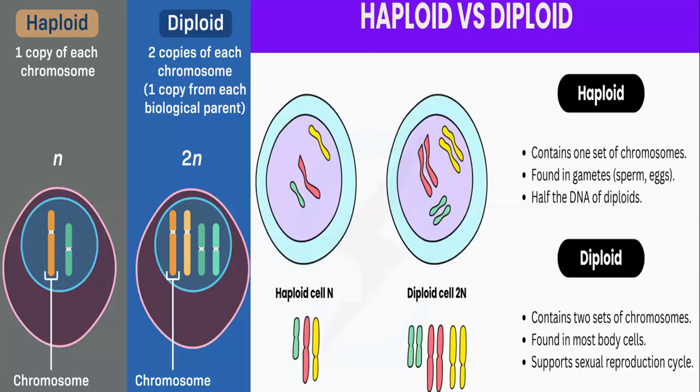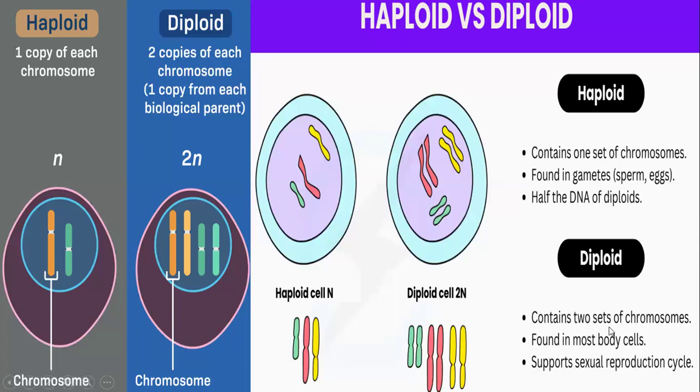Okay. So, there is a definition of haploid cell as well, that they contain one set of chromosomes found in gametes and half the DNA of diploids. Diploids से half होगा. This is a very clear indication in this diagram, and you should note all these definitions for haploid and diploid cells.